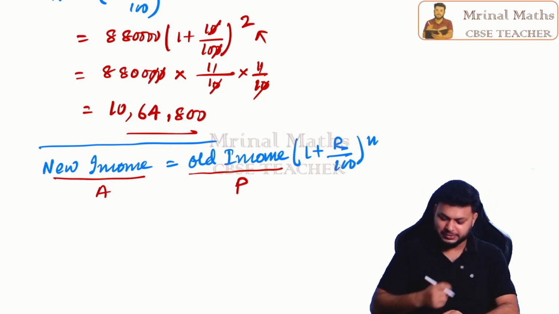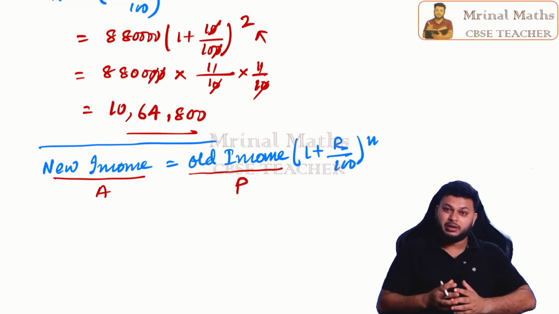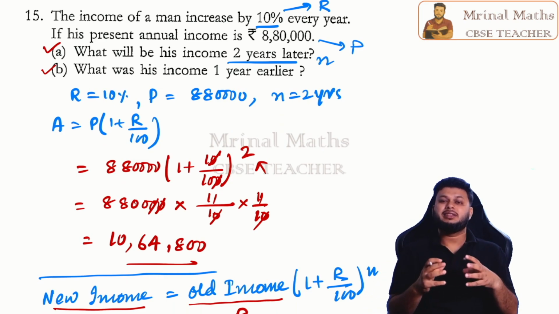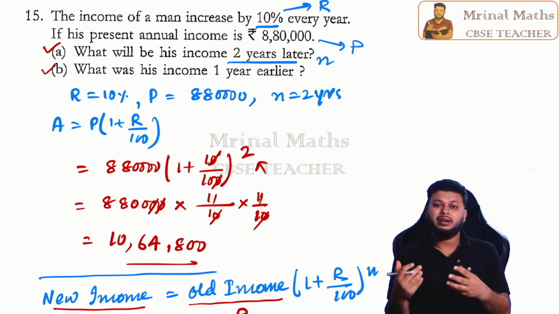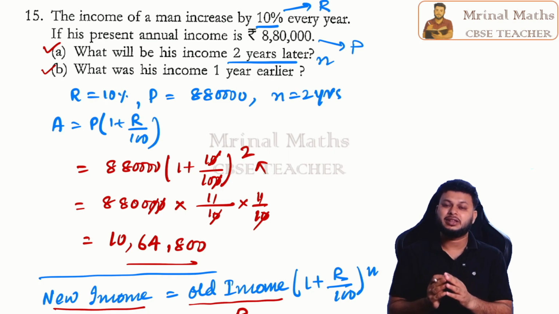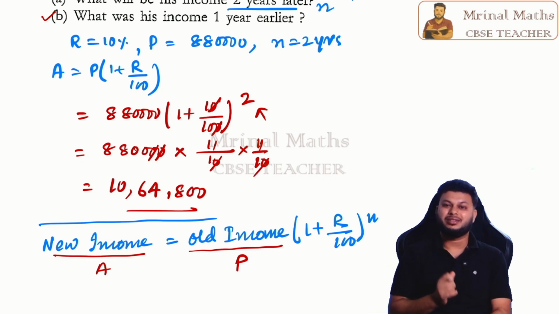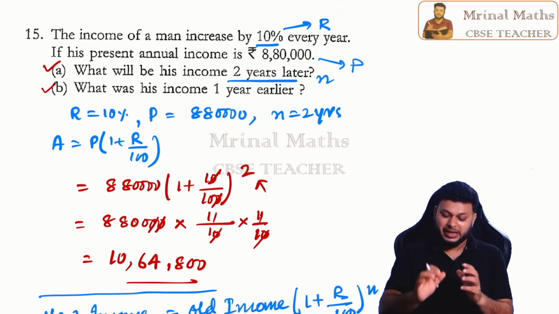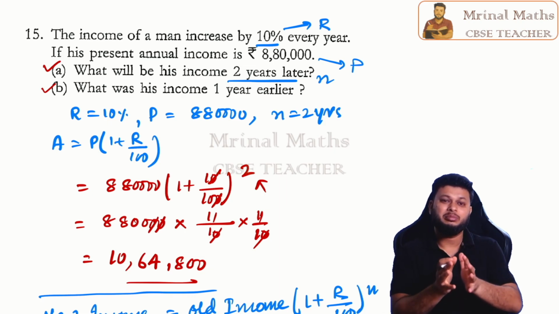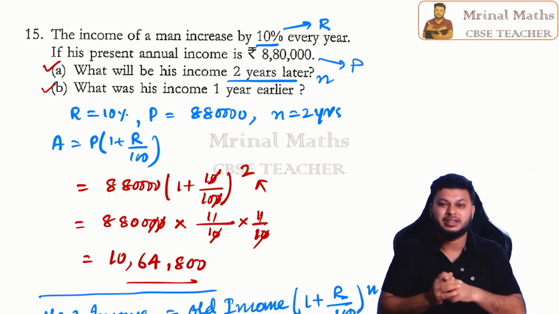Very important, understand this. So previous question, we knew the old income. Old income was how much? 8,80,000 rupees. But since per year the income was increasing by 10%, it's given 10%, the new income came to 10,64,800. Now, they are asking us, if you had 8,80,000 with you, what was your income previous year? In the sense, before the increase of 10%, what was the income?